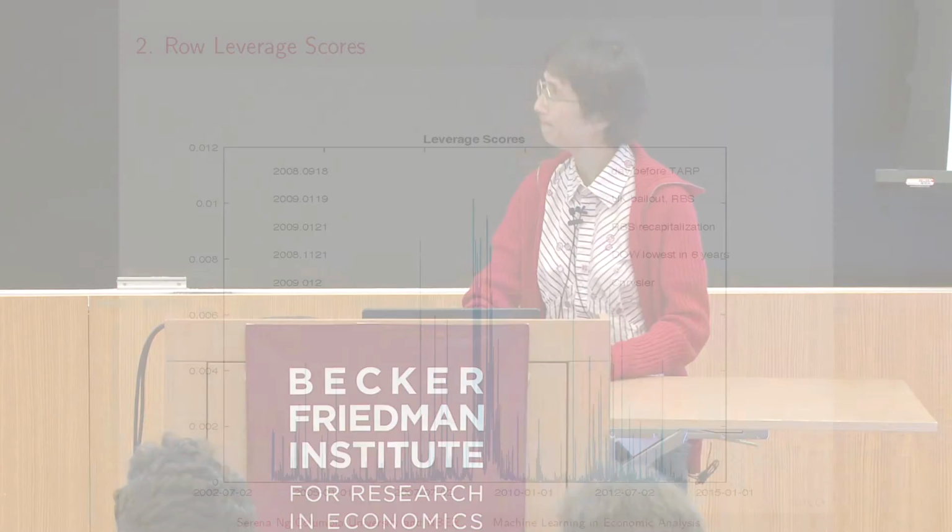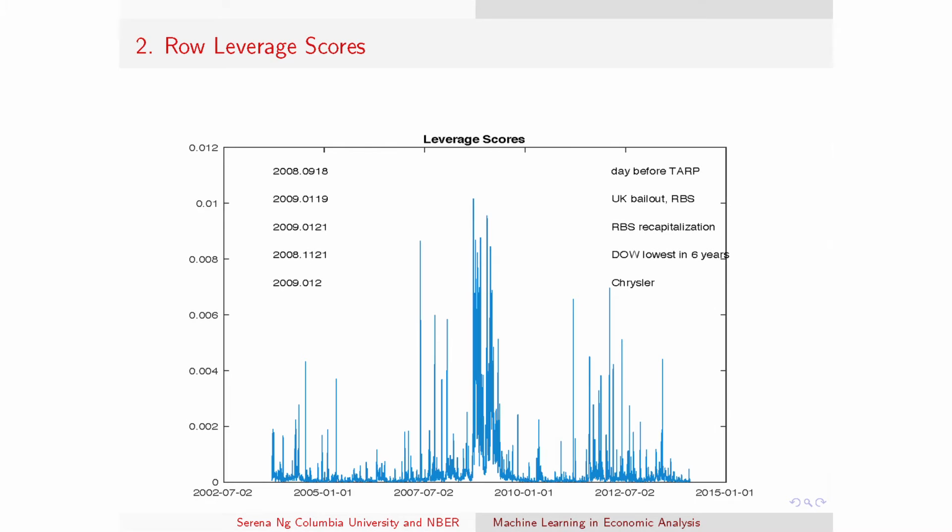Okay, so I learned about these leverage scores and said, let me take a look at them. I took Frank's data and compared the leverage scores in the time dimension. This is really the X prime X inverse matrix, taking the diagonal. The higher the spike, the more contribution that particular observation has to the total variance in the data.